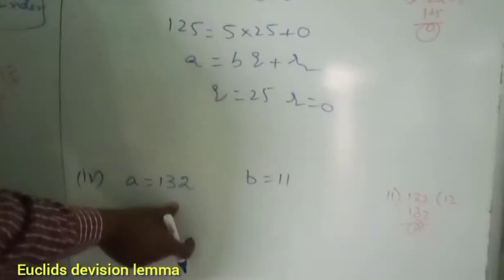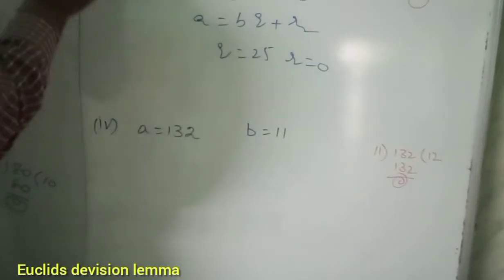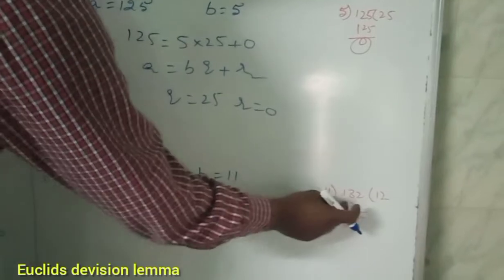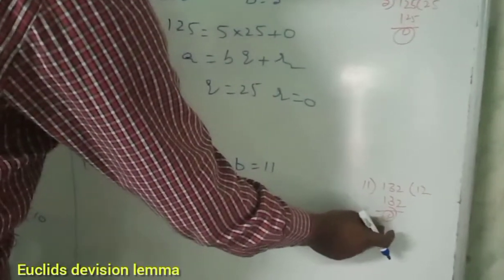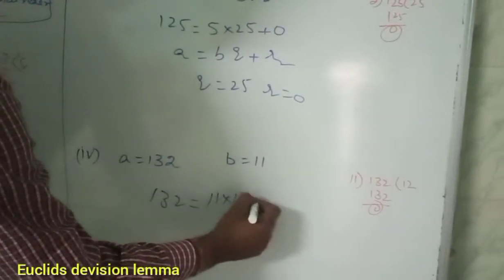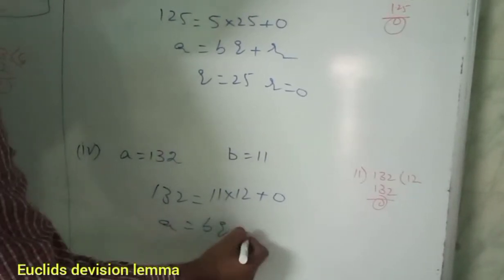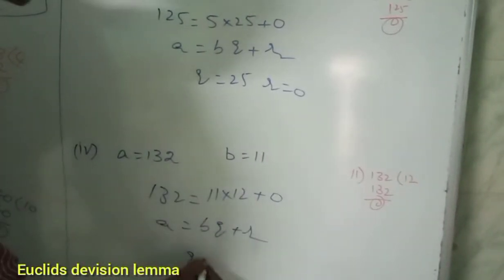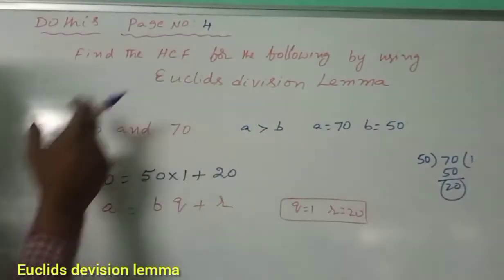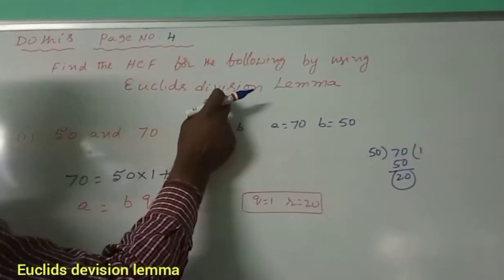A is equal to 132 and B is equal to 11. Next question. It is also written in the form of A is equal to BQ plus R. 11 how many times in 132? 11 12s are 132. Remainder value 0. So 132 is equal to 11 into 12 plus remainder 0. So A is equal to BQ plus R, where Q is equal to 12 and R, the remainder, is 0. Question 4: Find the HCF for the following by using Euclid's division lemma.